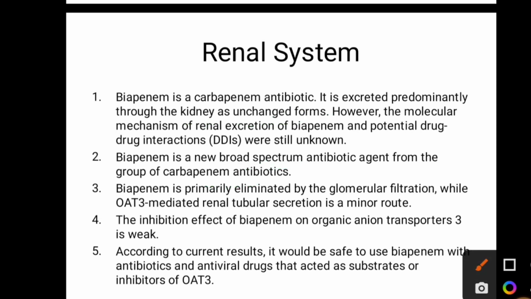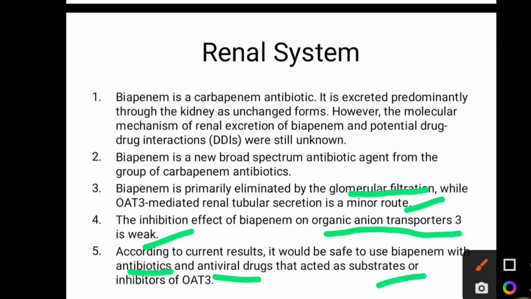Biapenem is primarily eliminated through glomerular filtration, while OAT3, organic anion transporter 3 mediated renal tubular secretion, is a minor route for the biapenem drug. The inhibition effect of biapenem on organic anion transporter 3 is very weak. According to the current results, it would be safe to use biapenem with antibiotics and antivirals that act as substrates or inhibitors of OAT3.